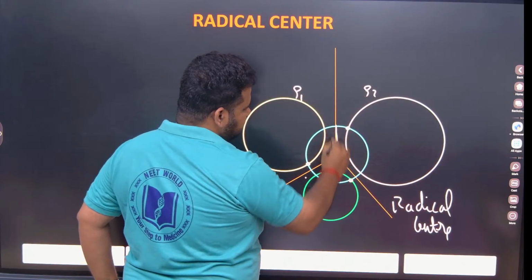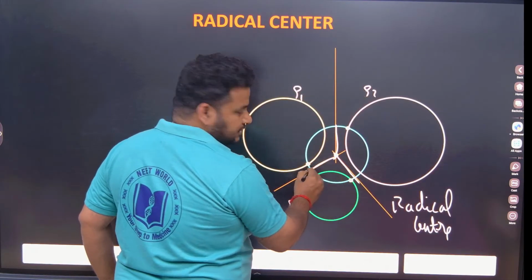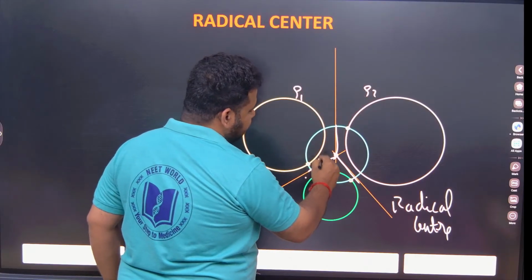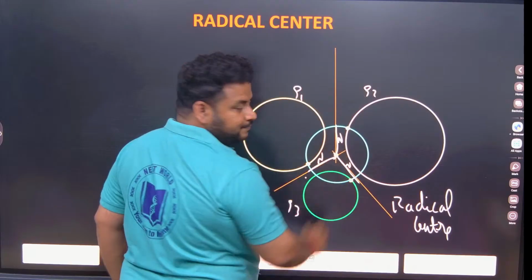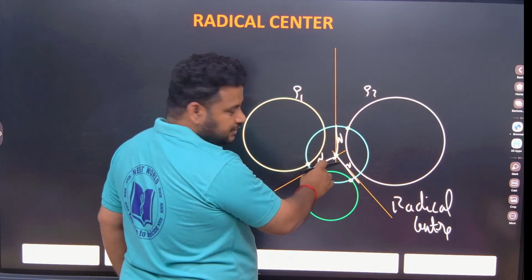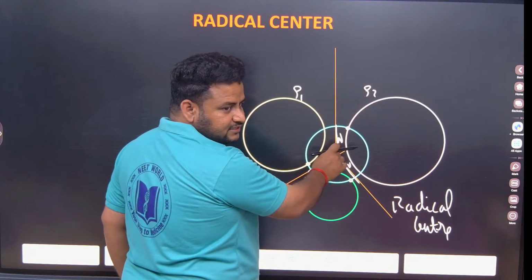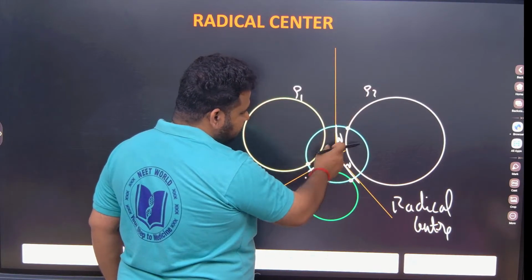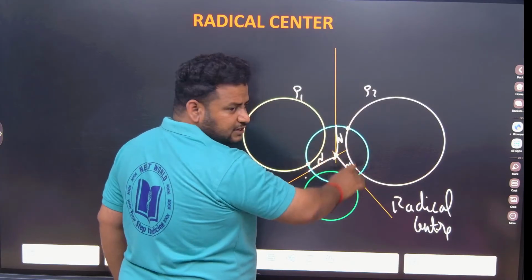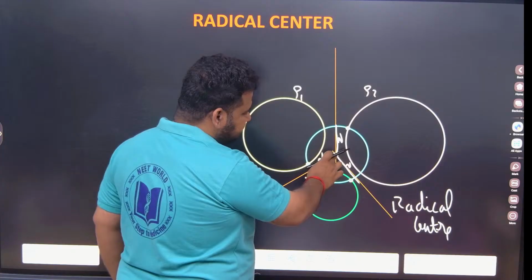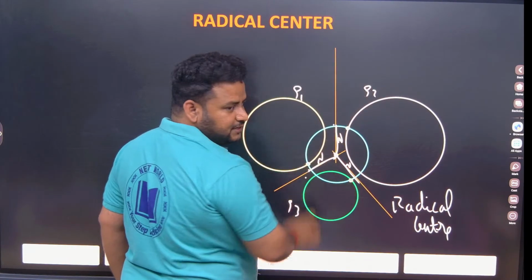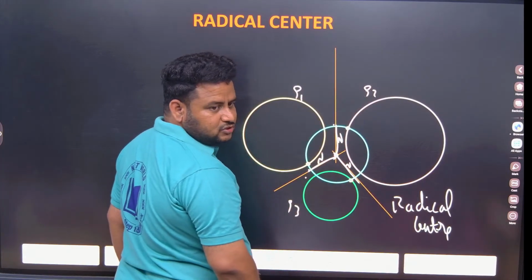if you join to here, and here, and here, just look at the white lines, they will be of the same length. Let us take it as lambda, lambda and lambda. The radical center is at equidistance from these circles. The circle which you draw from the radical center is called the radical circle. So that center you should know.